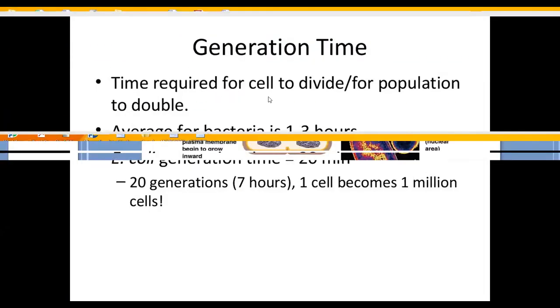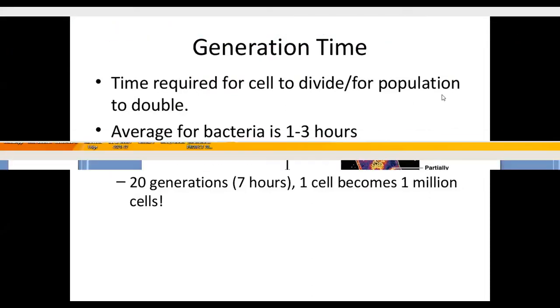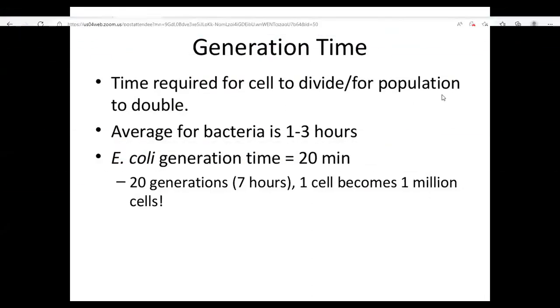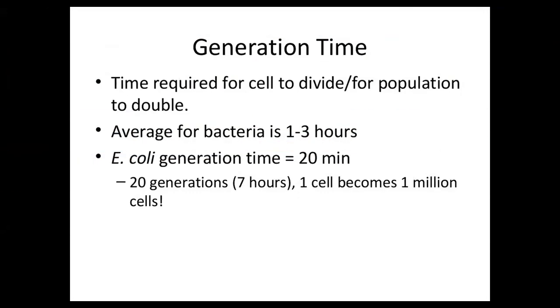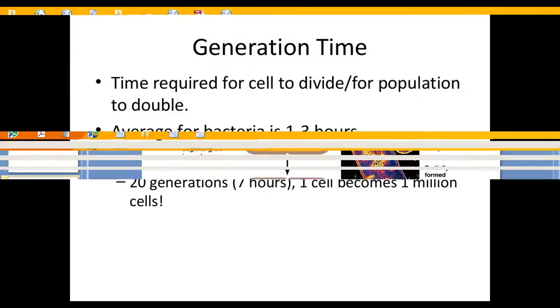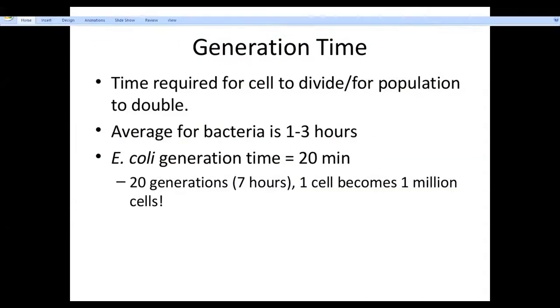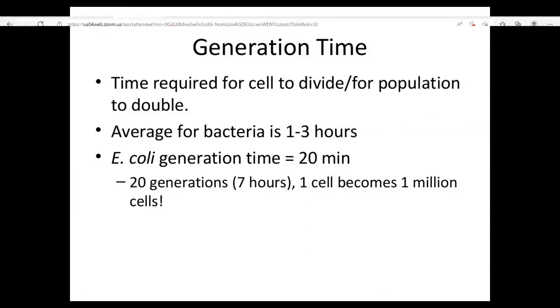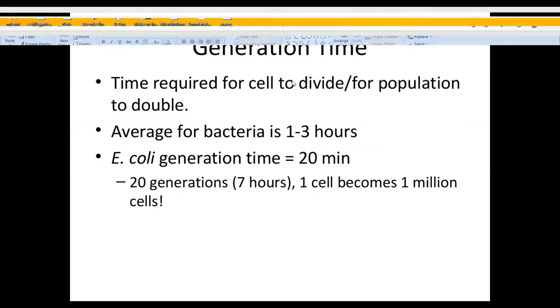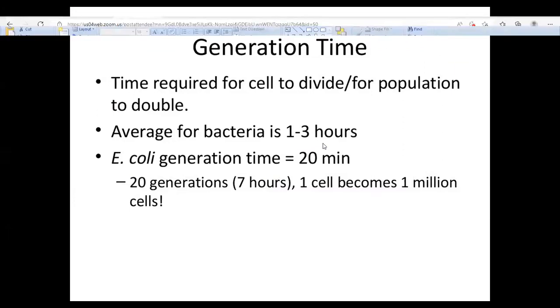Generation time is the time required for a cell to divide or for a population to double. When the cell divides, the time required for the cell to become double is called generation time. Average for bacteria is 1 to 3 hours. So in how much time will one cell become two? It is about 1 to 3 hours.